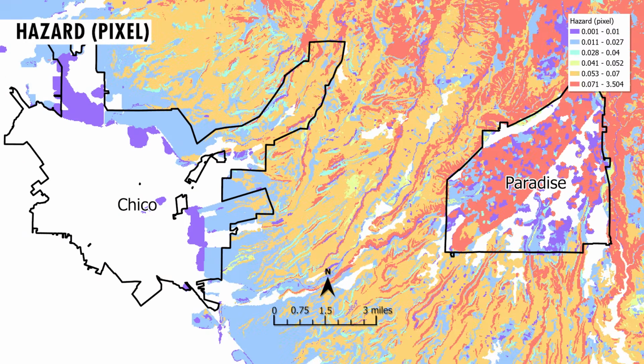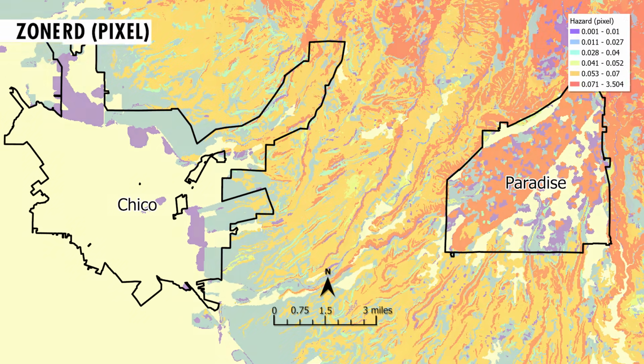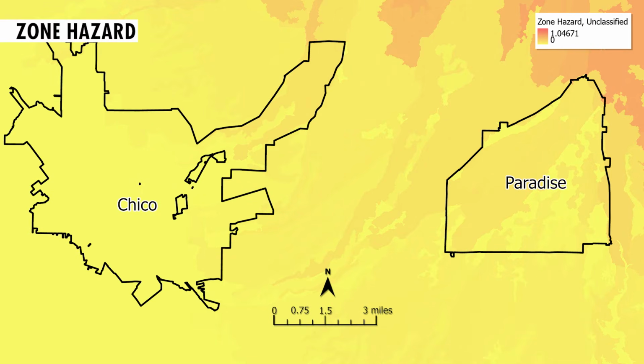We then combine the probability of fire with the potential flame length to get a final score for hazard in wildland areas. All the scores within a zone are averaged to get a final value for that zone, and the zones are summarized into final classes of moderate, high, or very high.